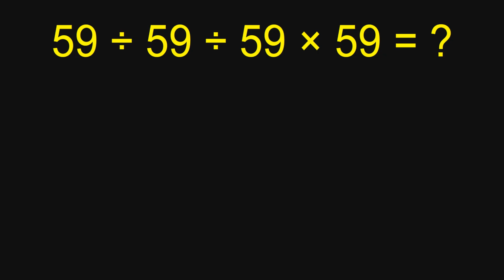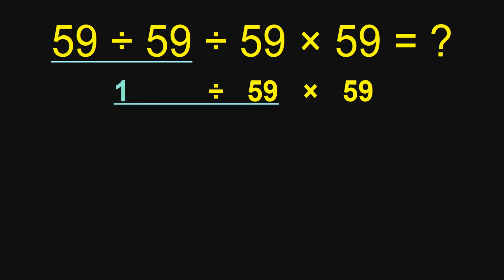And now let's start our solution. So first we do this division. We have 59 divided by 59, which equals 1. Now our problem became 1 divided by 59 times 59. So we have to work from left to right.